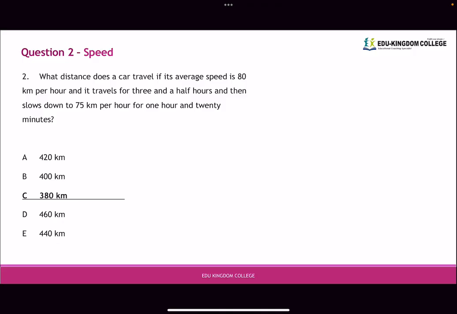Question 2. A car is traveling at 80 and then it slows down to 75. It travels at 80 for 3.5 hours, travels at 75 for 1.5 hours. So 80 times 3.5, let's break this down. 80 times 3 equals 240, 80 times 0.5 equals 40. Add them together.